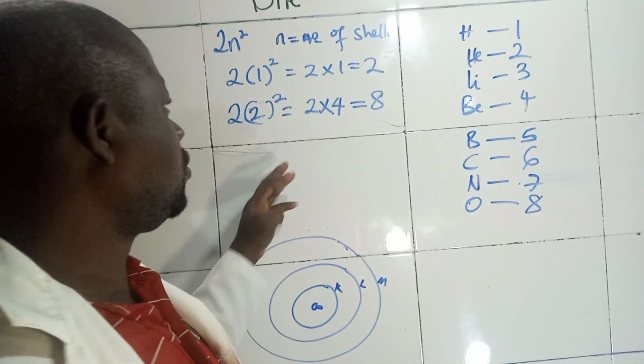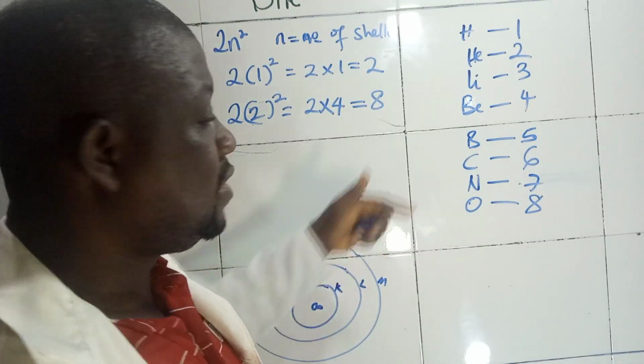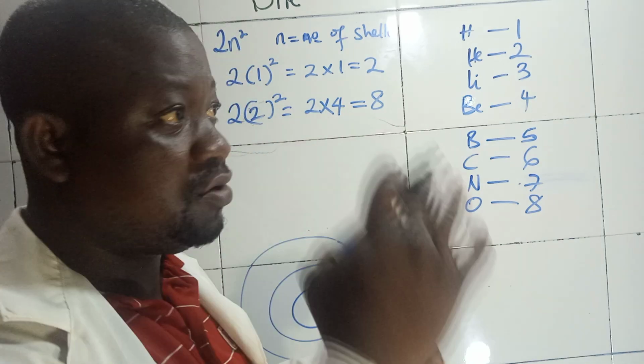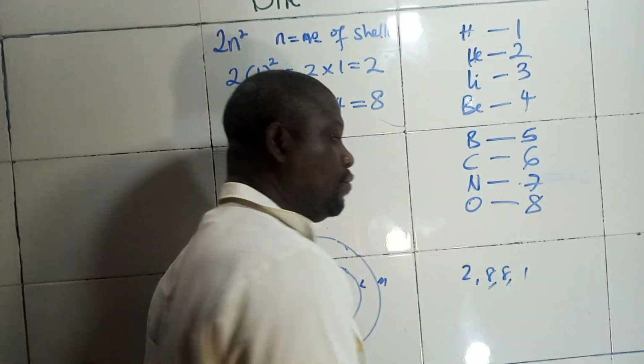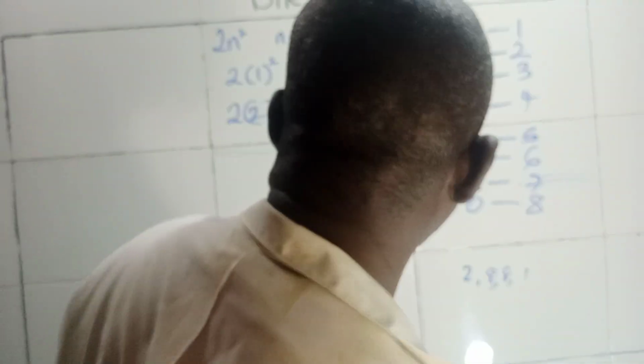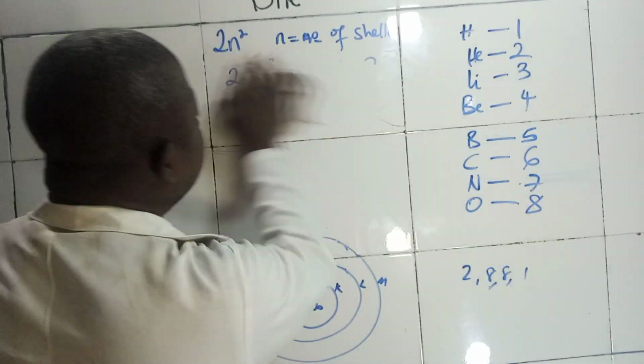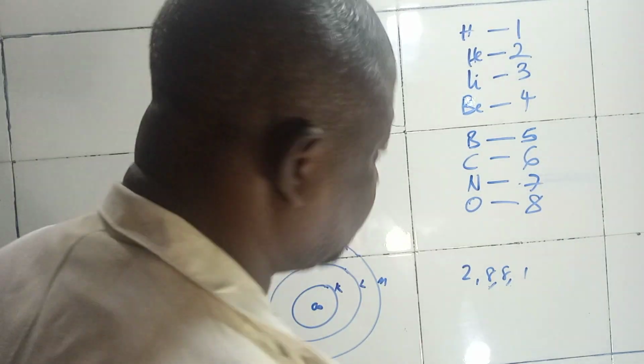If you work it out, only the first two obey this, then the subsequent one disobeys this, but it has to be written in the form of 2, 8, 8, and so on and so forth. But let me just continue to see what I'm trying to say. So let's now take one for instance.